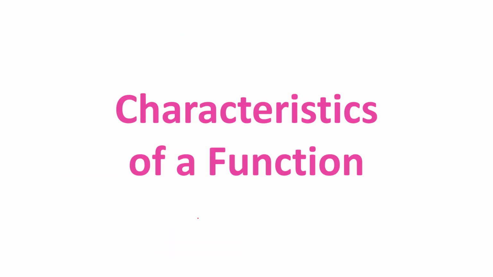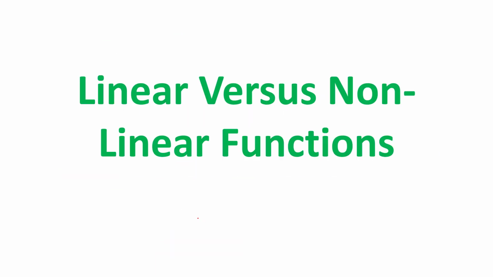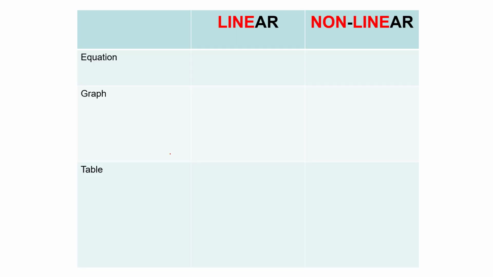All right, today our focus is on characteristics of a function. So we have our first characteristic, linear. Notice its root word, line, versus nonlinear, which roots no line. So we're either going to have something that's a straight line or we're going to have something that's not a straight line. It's as simple as that for today.